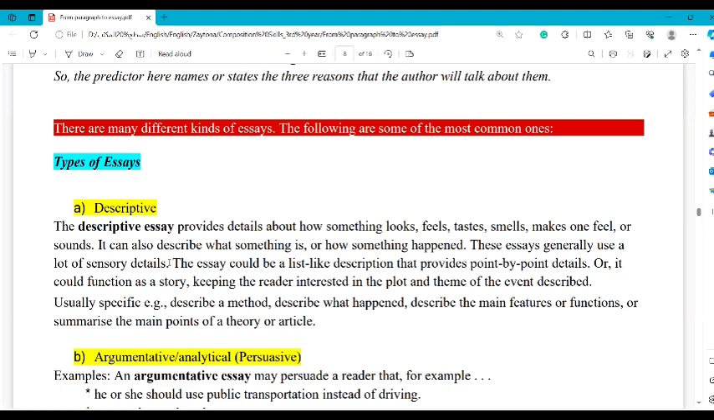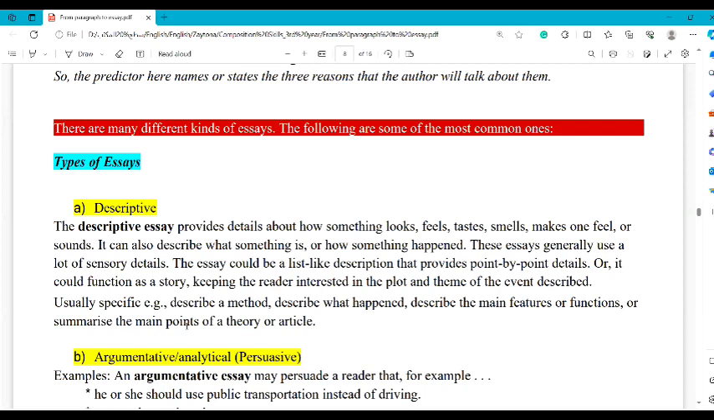When you are telling a story, it could be a narrative essay. We will have it later, inshallah. But this is at the same time called a descriptive essay because you are describing events that happened to you, for example a trip in the past or trying something new. You are telling a story, describing something, and keeping the reader interested in the plot and theme of the event described. Usually you give a specific example, describe a method, describe what happened, describe the main features or functions, or summarize the main points of a theory or article.